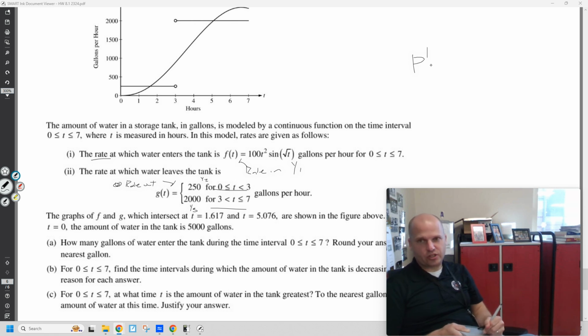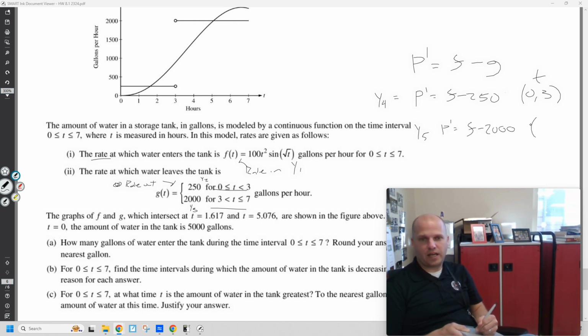I can go straight to understanding my derivative is f minus g, but my derivative, which I'll put in y4, which is f minus 250, I will only look at from 0 to 3, those times. And then in y5, I'll look at my derivative, which is f minus 2000, but I'm only going to look at f minus 2000 from 3 to 7.